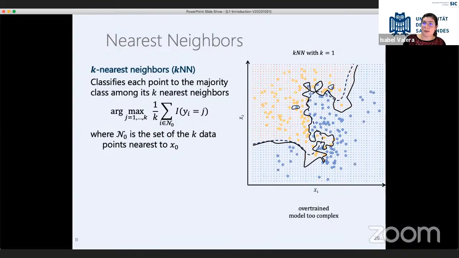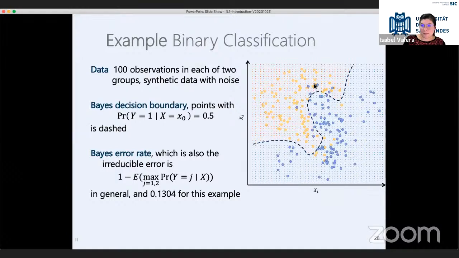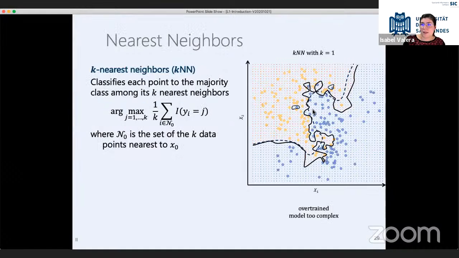Okay, so if I assume the k nearest neighbor with k equal 1, which is this case, you can see basically here that the solid line is making very weird shapes, right? This is the decision boundary that I would get, and this is basically trying to find a perfect separation. This is going to be a case of overfitting.